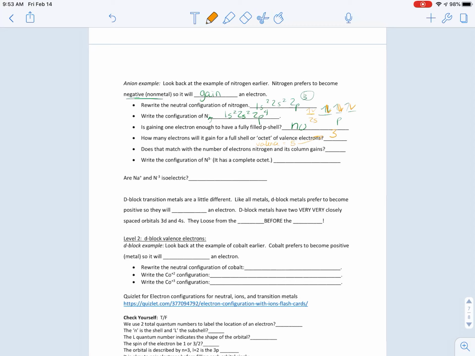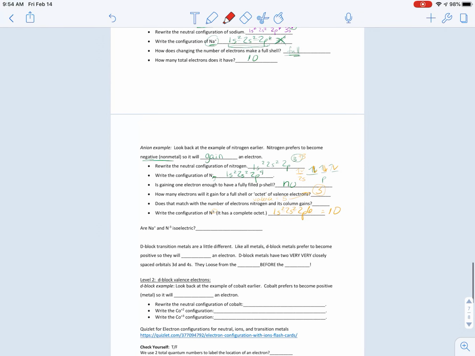So the configuration of N minus 3, this is him gaining his 3 electrons, is 1s2, 2s2, 2p6. Because notice that's where we would add our 3 electrons. And his total number of electrons, if we were to add them up, is 6 plus 2 is 8 plus 2 is 10. So if you look up, we already said this, that sodium plus had 10 electrons, and nitrogen minus 3 has 10 electrons. So yes, they are isoelectronic.